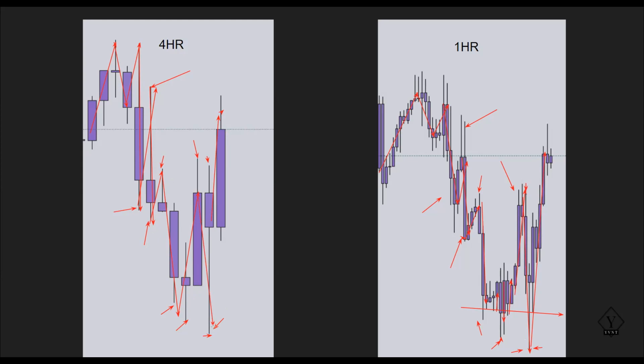And then it came back, and then we went up, right? So on 1 hour, it's much clearer. We're seeing what's happening. We're seeing that we have a price rejecting there.